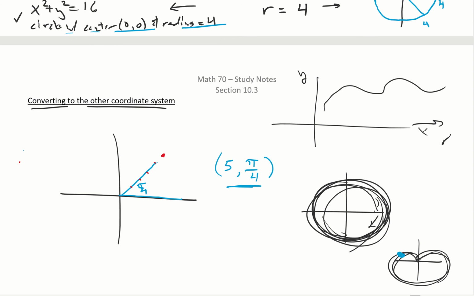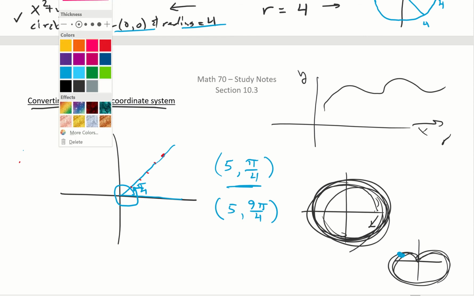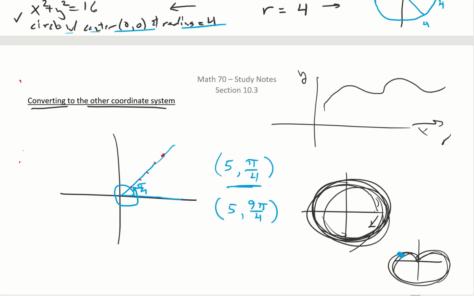But because theta is allowed to travel as much as you want, you can also spin around a full 360 and land there. So another representation for this is 5 comma 9 pi over 4. All I did was 1/4 plus 2 is 2 1/4. Did I do that wrong? 9 pi over 4. No, 2 1/4. Yeah, that's correct, 9 pi over 4. And you can spin around as many times as you want. So there's an infinite variety there.